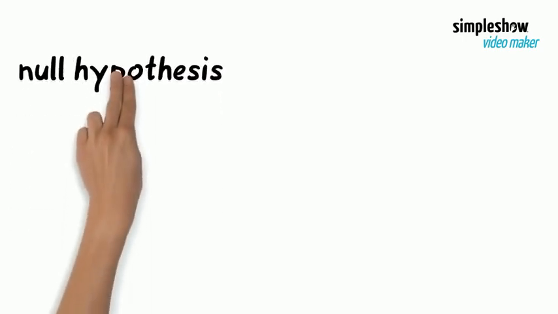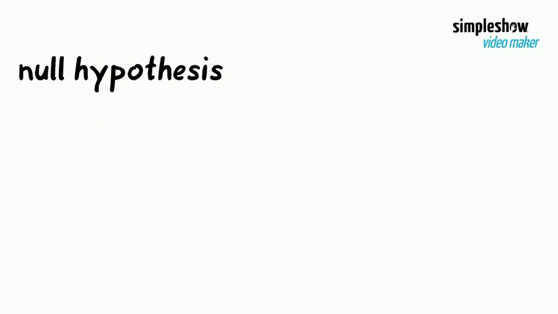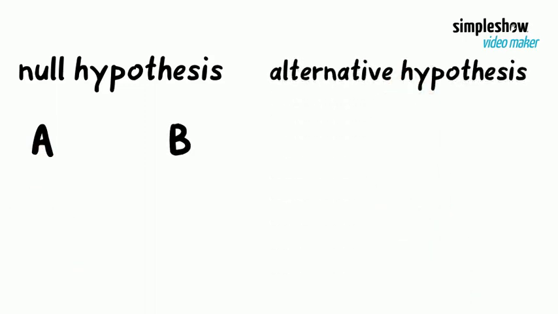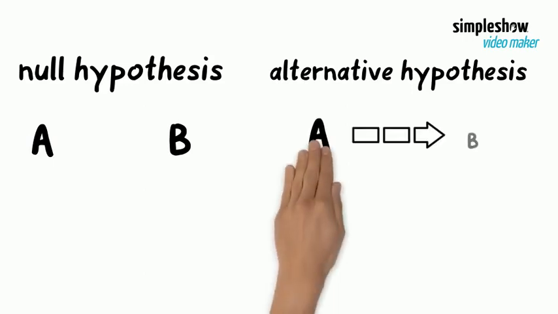Regardless of the type of statistical tests we do, we are basically operating on two hypotheses. One is the null hypothesis, which assumes that there is no relationship between A and B. The other is the alternative hypothesis, which assumes that there is a relationship between A and B.